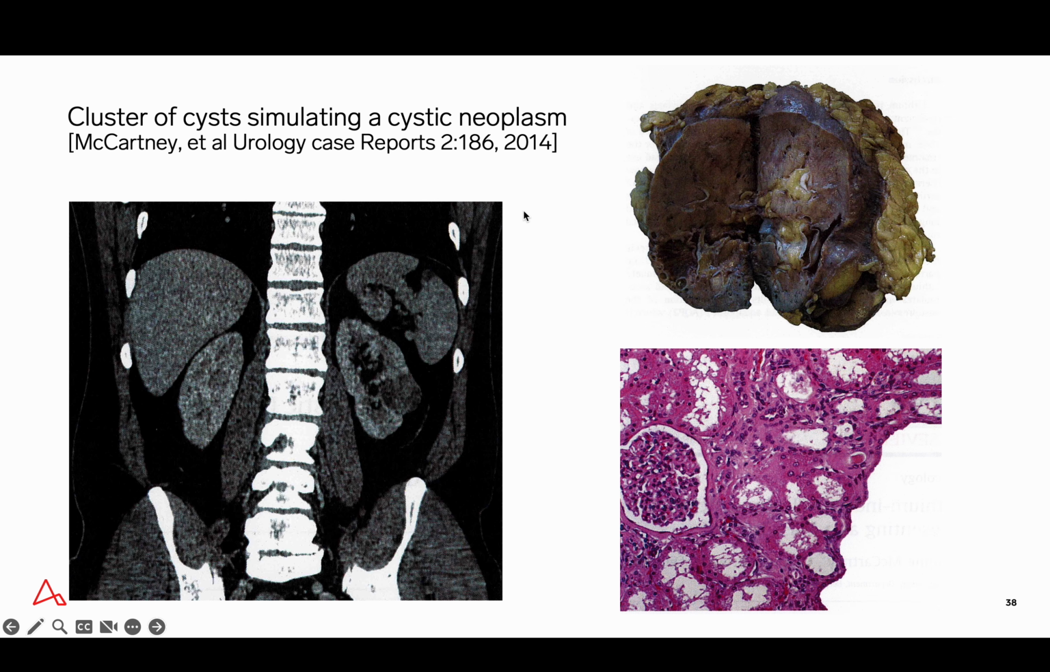This is simply an example of a case report of a cluster of cysts that was on imaging studies regarded as a cystic neoplasm. We can see the radiographic evidence of the cystic lesion here. It's a little harder to see in this gross photograph of the bivalve specimen. The kidney itself and other areas, as well as a cystic lesion, was again lined by the typical low cuboidal collecting duct type epithelium.